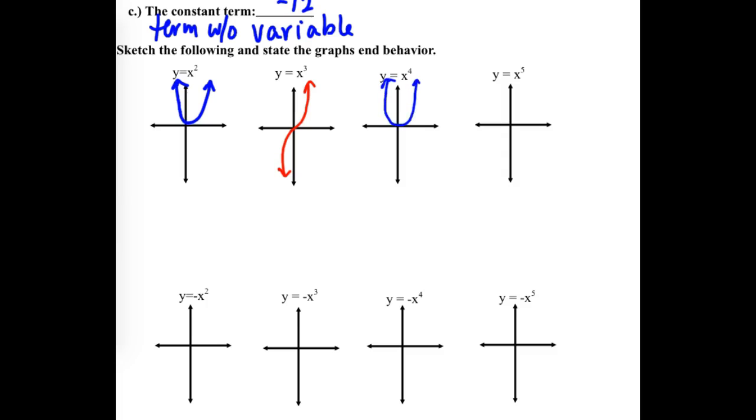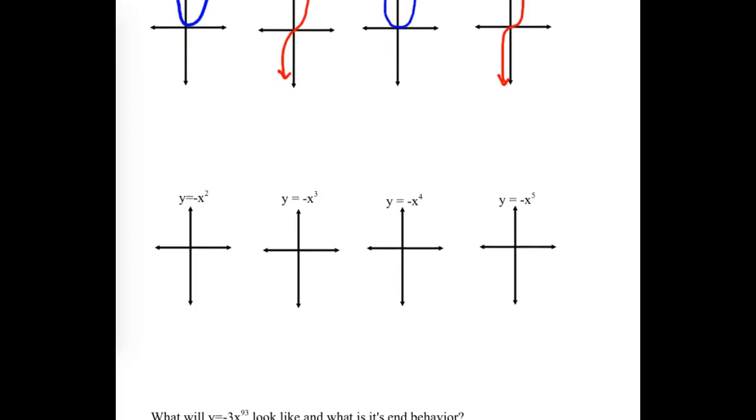And then y = x to the 5th, again, is a cubic twist, it's just going to be a little flatter as it twists through. And then looking at our negative versions, that negative in front is just going to flip it upside down. So our x to the second power here with a negative is just going to be an upside down parabola.